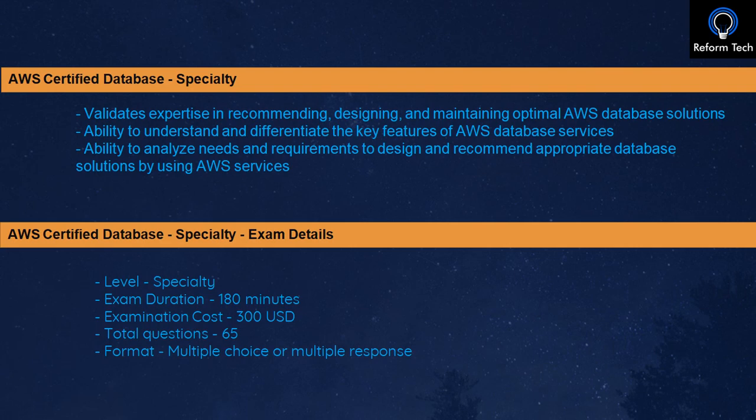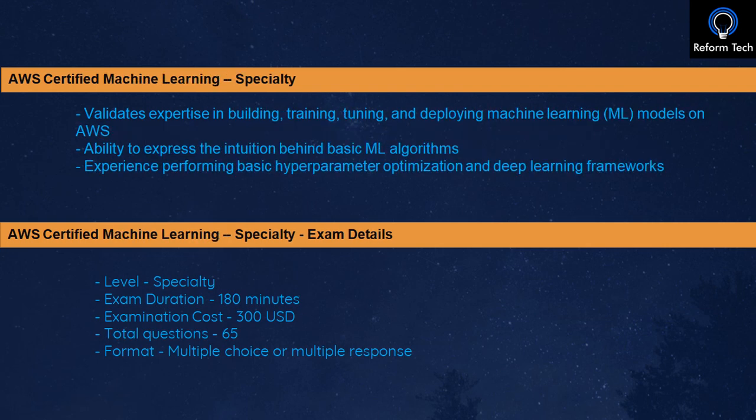The next specialty certificate, database. So it is mainly on the database side. You have to understand and differentiate the key features of AWS database services, and analyze needs and requirements to design and recommend appropriate database solutions. So the exam duration is 180 minutes, and examination cost is 300 USD. Total questions are 65.